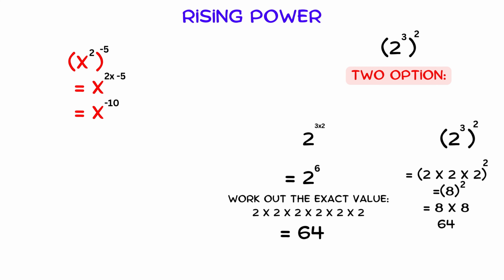The other way of doing it, though, would be to figure out what the 2 cubed bit inside the bracket is first, which we can do by doing 2 times 2 times 2, which is 8, so really we have 8 squared, which just means 8 times 8, so we get 64 again.